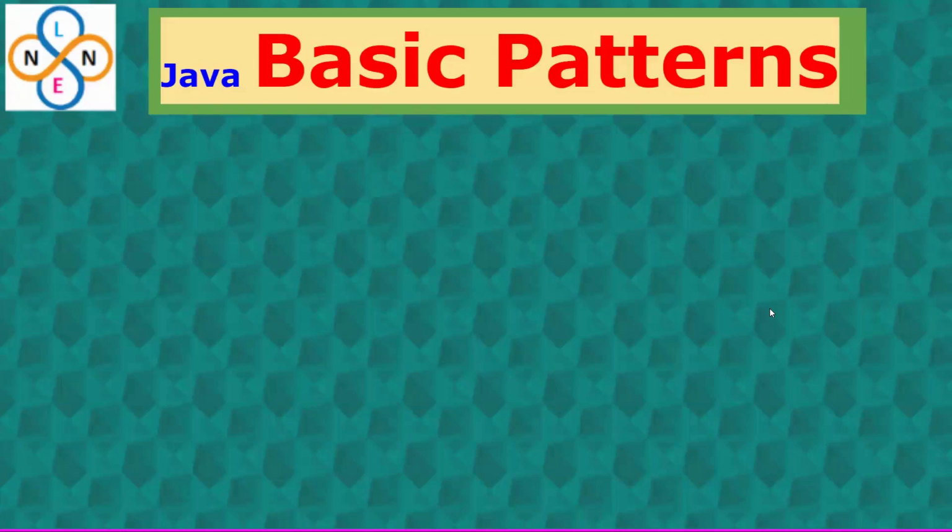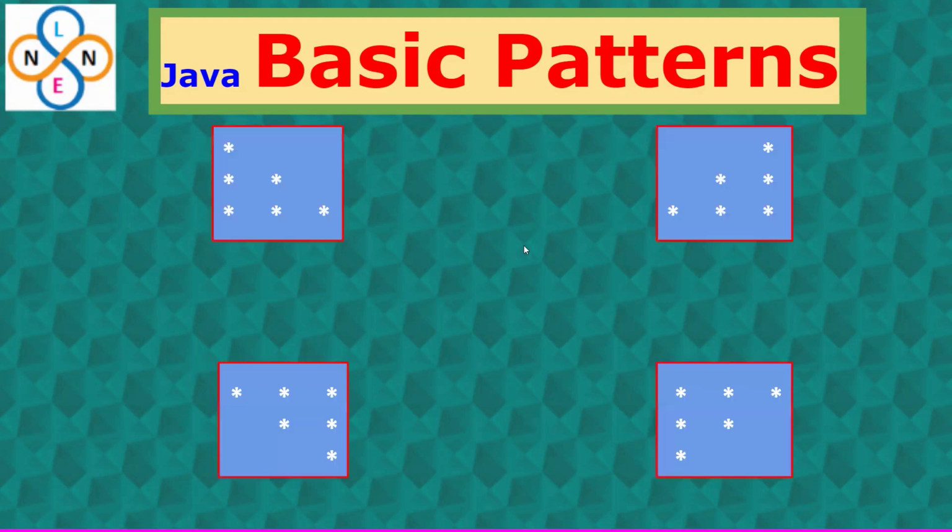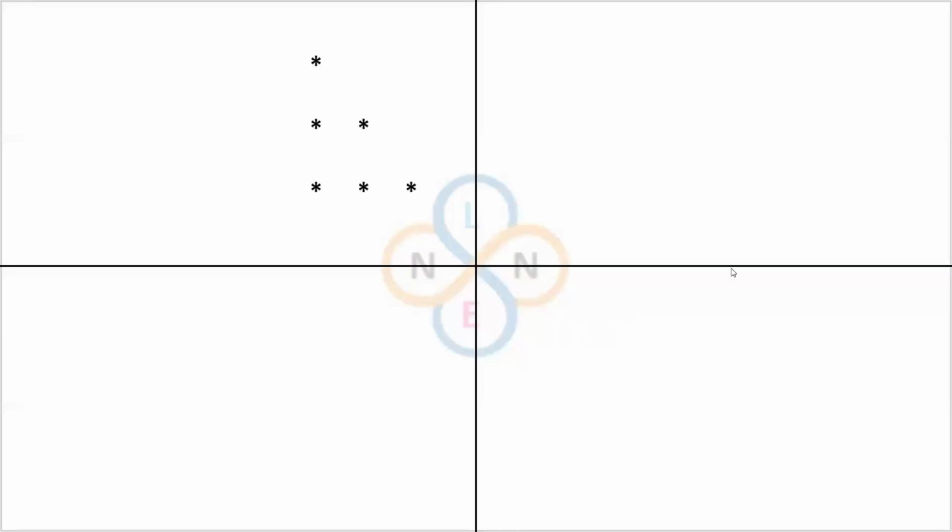In this video, we are going to discuss Java basic patterns, how to print these basic star patterns with reference to a complete square pattern. Let's understand one after the other. To start with, to print a pattern like this, a right angle triangle pattern.